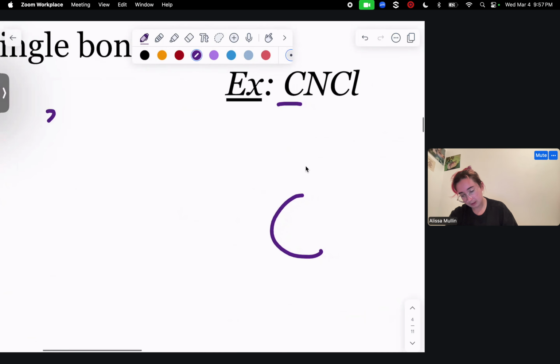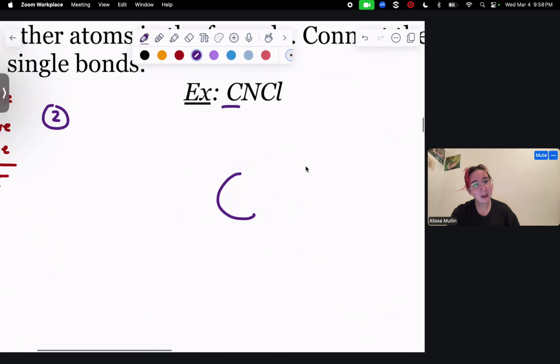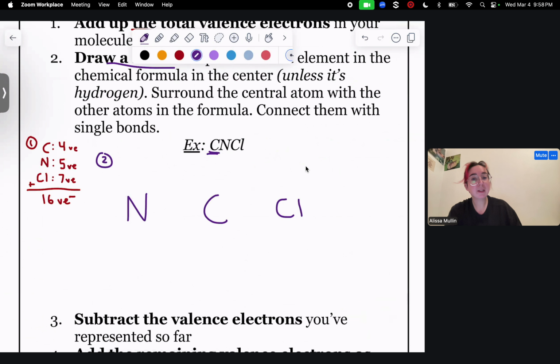And then you put everything else on the sides. And the more you do this, the better you'll get at it, but we're going to usually be pretty symmetrical. So I put my C, my first thing in the middle, and I'll put my other stuff, my N and my Cl on the sides. And then we want to make this a molecule, right? We want to make them connected to each other, sharing. So I'm going to connect them with single bonds like my instructions say. Like that.